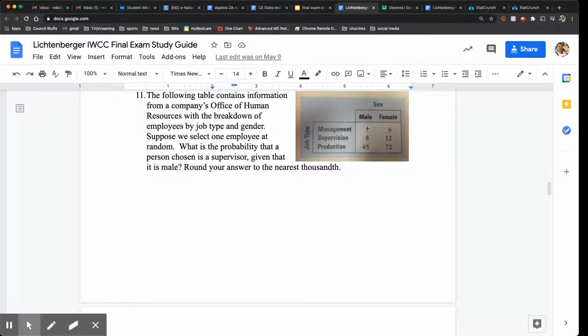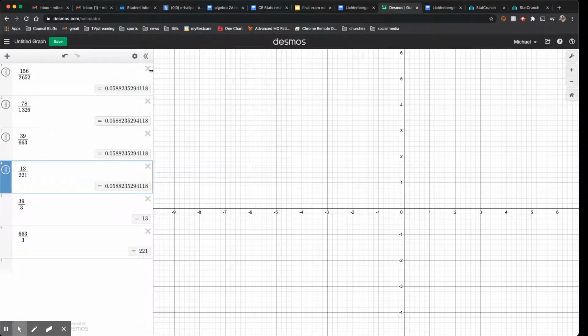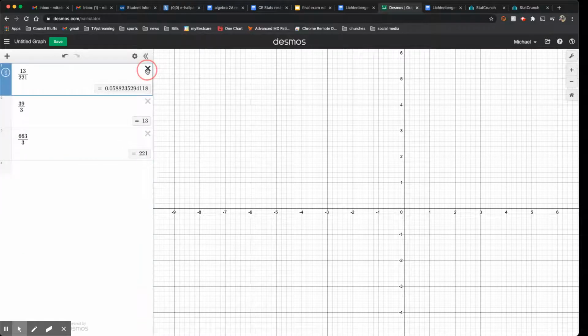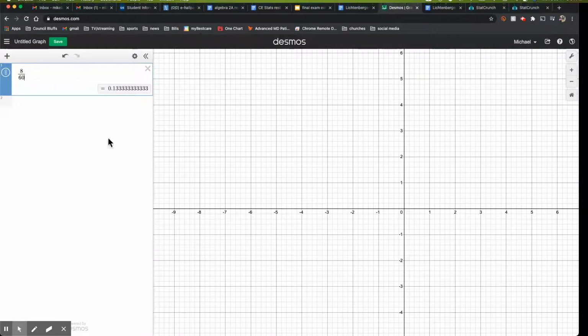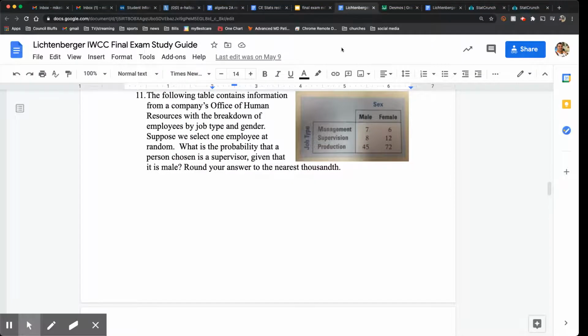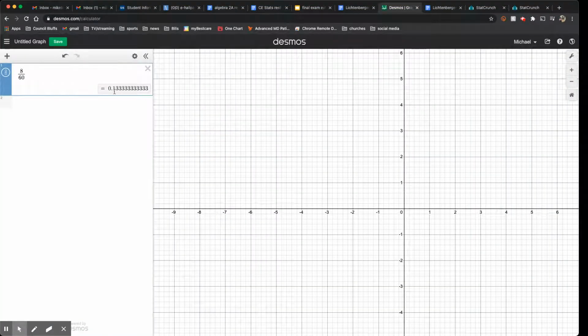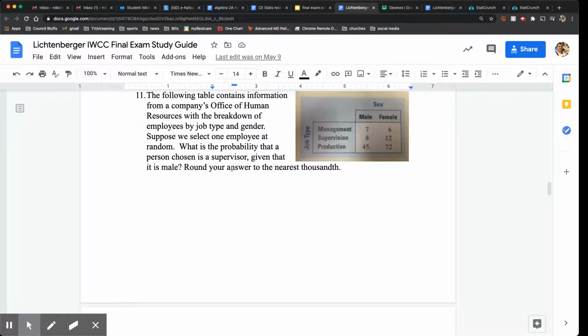Out of those 60 male employees, how many of them are supervisors? So 8 out of the 60 males are supervisors. So that is my answer. Round your answer to the nearest thousandth. So 3 decimal places would be 0.133.